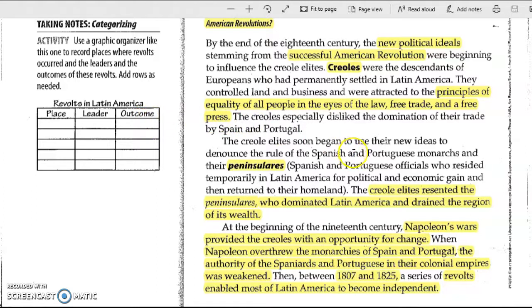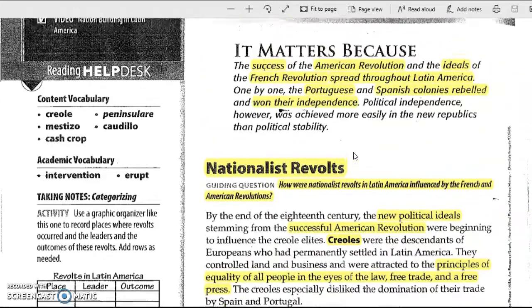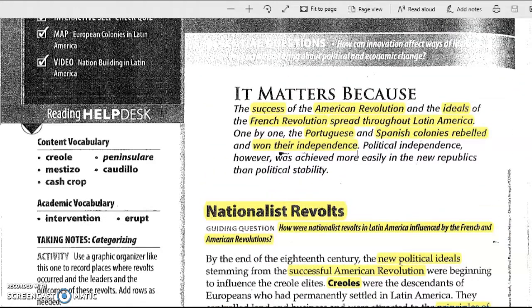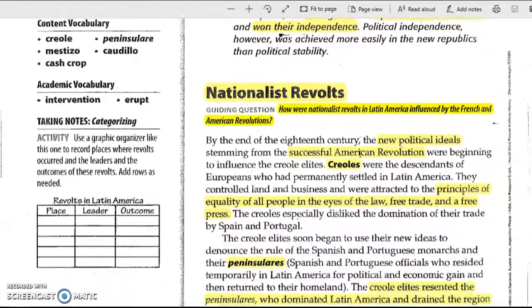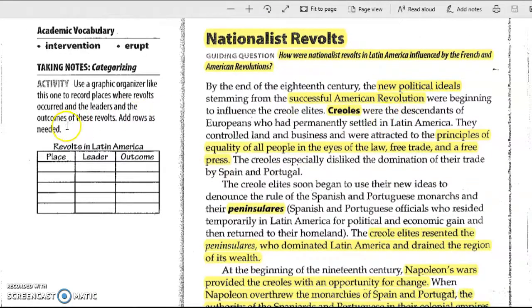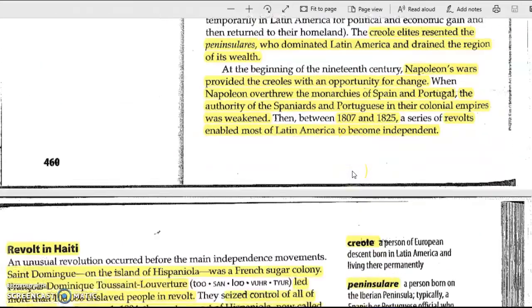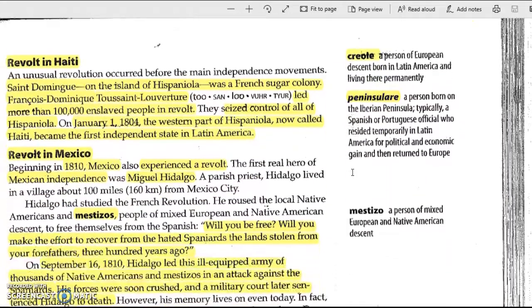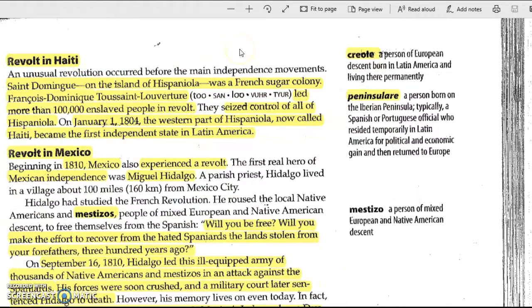You want to be as thorough as possible in reading through all this information. We have highlighted for you certain things that you should look at, and we'll be going over this information with you when we see you live on Tuesday. To start you off in completing this graphic organizer, the first one that you're going to put involves a revolt that's going to take place in Haiti.